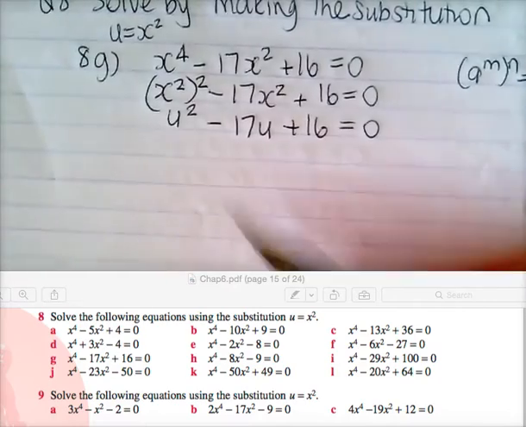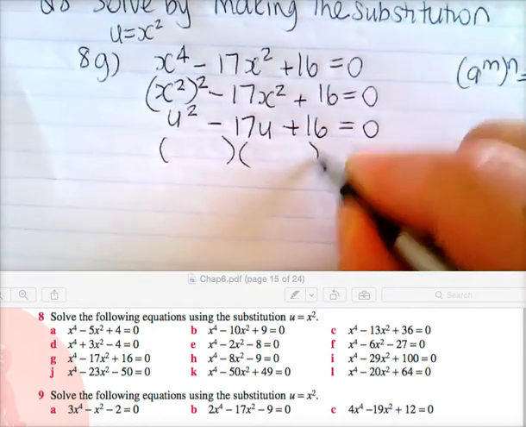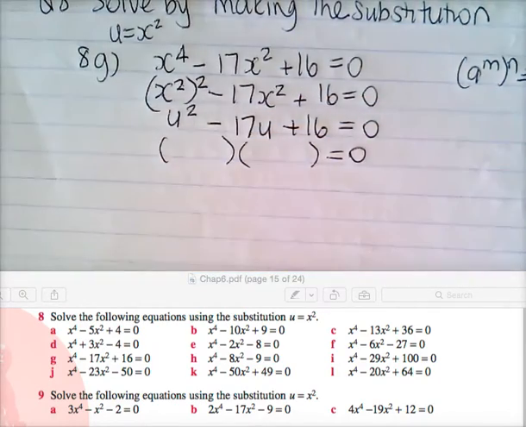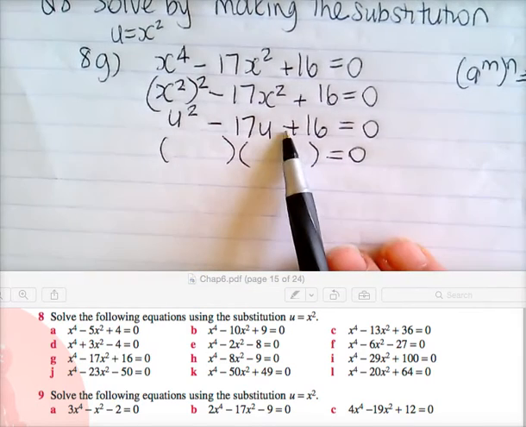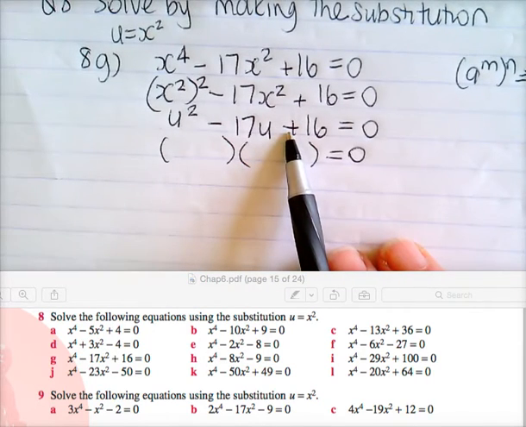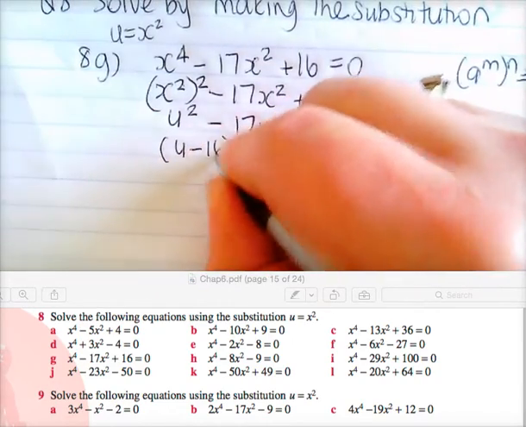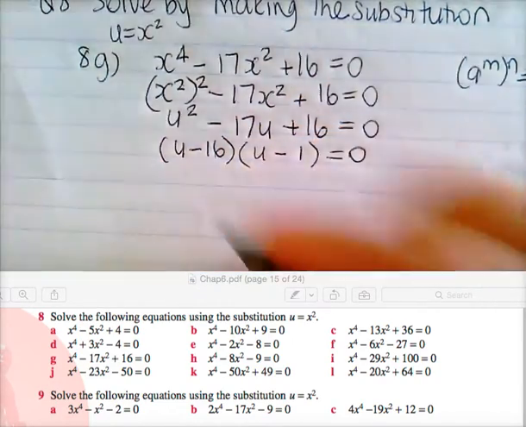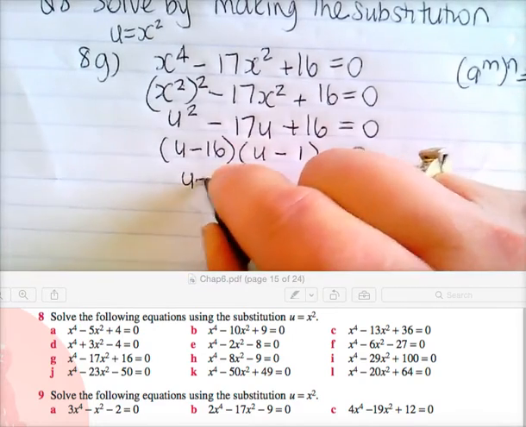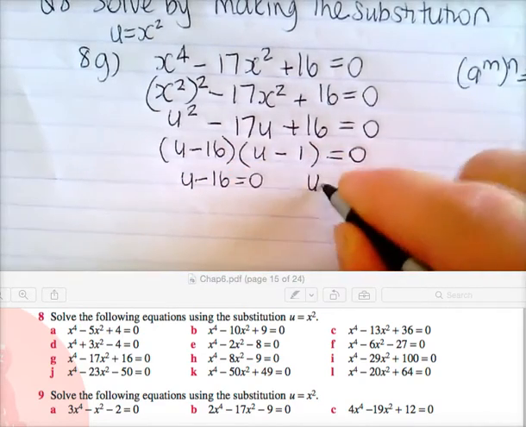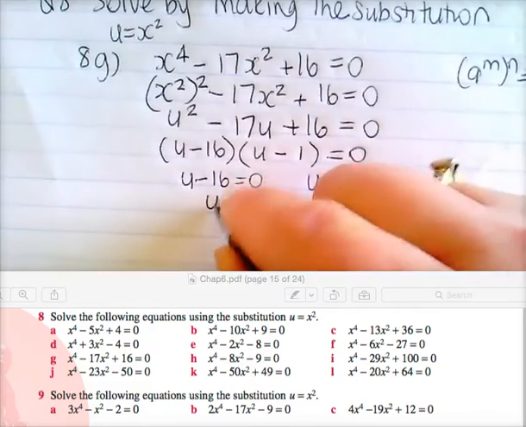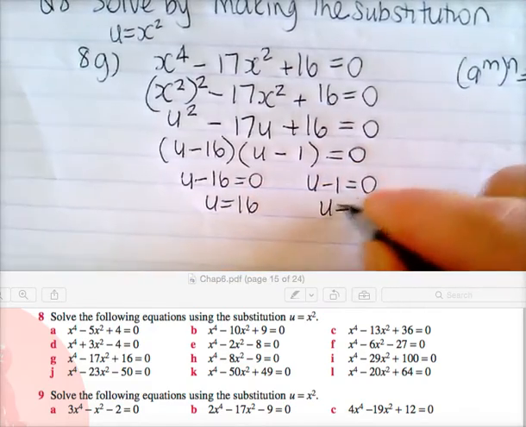So now what do I do, girls? I factorise with this. Give me factors of 16. If we've got a plus here, they've either got to be 2 pluses or 2 minuses. It's got to be 2 minuses. So it's going to be (u minus 16)(u minus 1). Therefore, u minus 16 is 0, or u minus 1 is 0, u is 16, or u is 1.